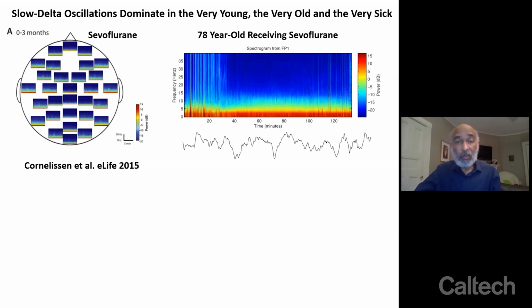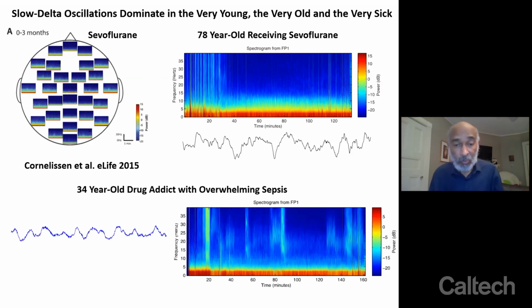The other time we see slow oscillations is in older patients. They don't produce the alpha oscillations at all. And again, this is with a GABAergic drug like sevoflurane, which is one of the inhaled ethers. And then a very important case, which is important to be aware of now, is that patients that have overwhelming sepsis also produce just slow oscillations.